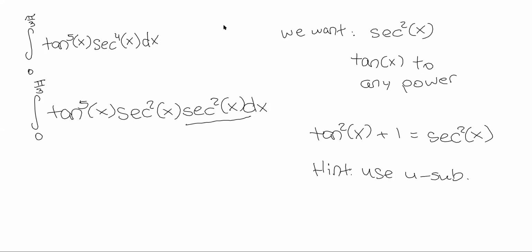So there's not much time left, so let's just solve this together. Like I said before, we want to keep the secant squared of x because it is the derivative of another function, and we need to utilize that in order to successfully use U-substitution. But what we want to do is make this in terms of just one function and not both of these. So let's replace this secant squared of x with tangent squared of x plus 1.